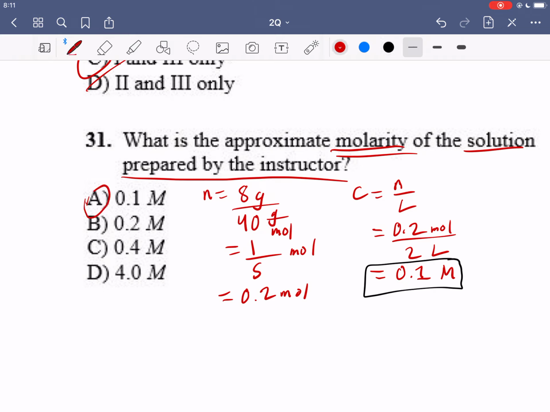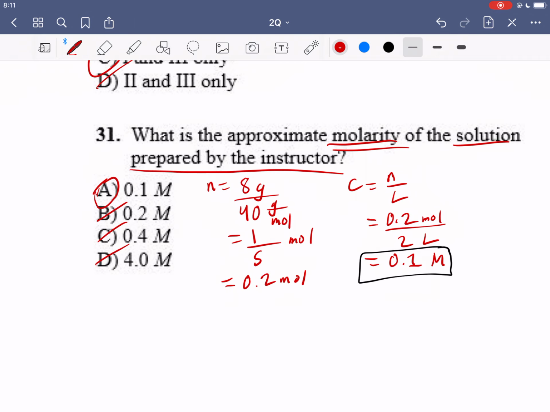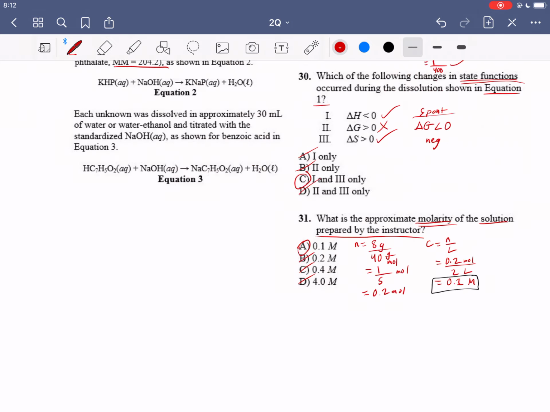So another calculation question. Hopefully it wasn't too difficult to find the information that you need, because they talked about the solution prepared by the instructor. So make sure you find NaOH and not the solution or the reaction that the students performed, which was the thing with KHP. So as long as you understood all of that, in this case the calculation was much simpler than the one in the first question.